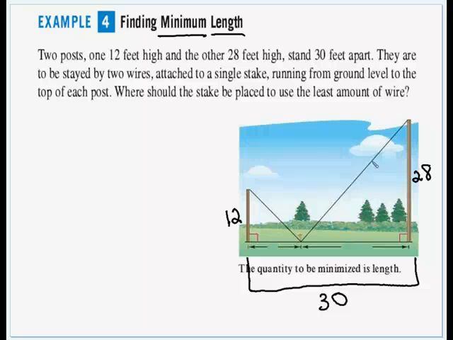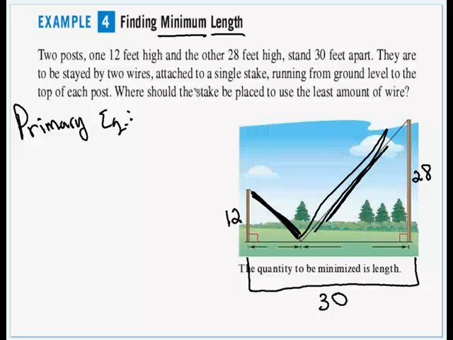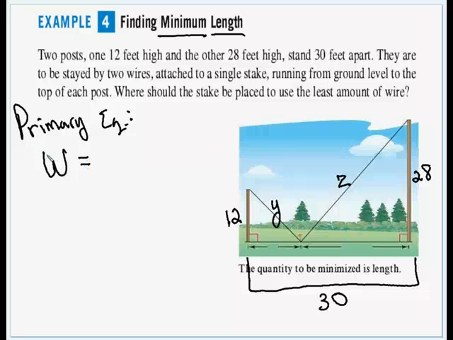So we need a primary equation, and that is the one that we are going to minimize. So we want to minimize the lengths of these wires. This one will have one length and then we'll have another length here, so we've got to give those two different variables. Let's call this wire Y and the longer wire here Z. So our primary equation is going to be, we want to minimize that total length, or we'll use capital W for wire, and that's going to equal Y plus Z. The first Y chunk plus the second Z chunk, that's what we want to minimize.